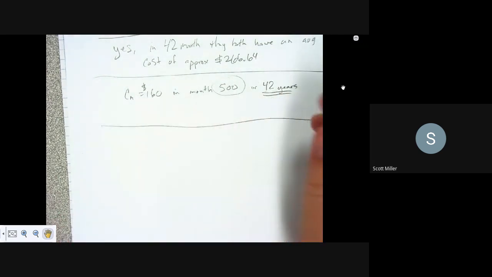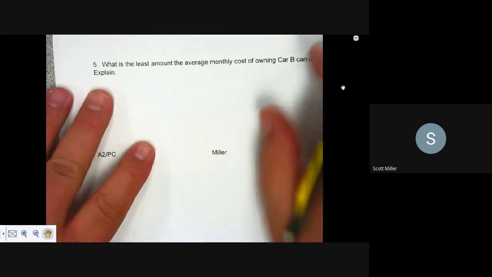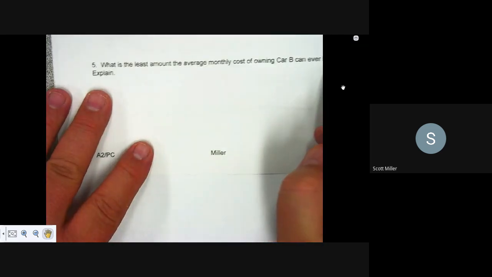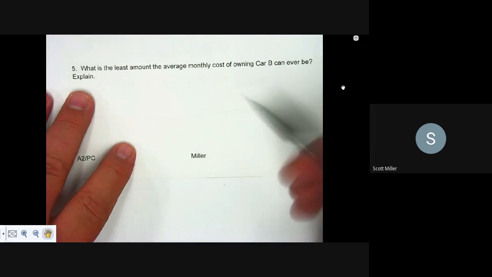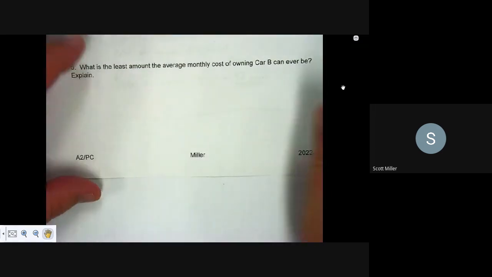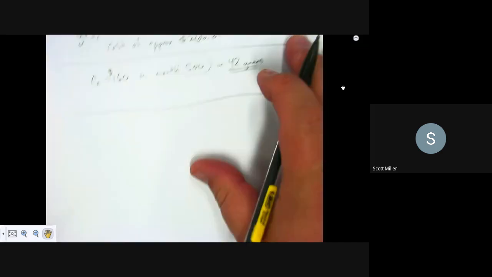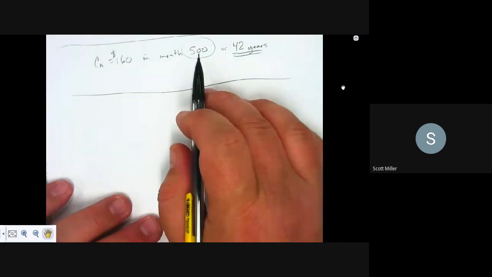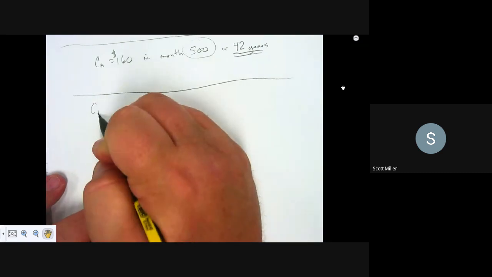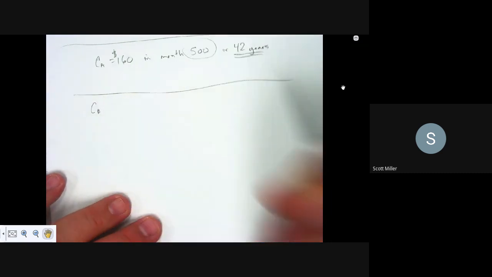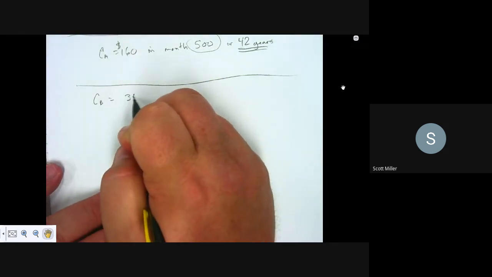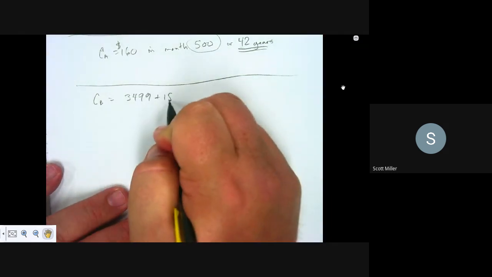Question number 5. What is the least amount the average monthly cost of owning Car B can ever be? This question is literally asking you, what is the end behavior? We saw that this car reached 160 in 500 months, but is that the lowest it can be? If I go out farther and farther, let's look at the equation, and you'll see how I can find the answer just by looking at it.